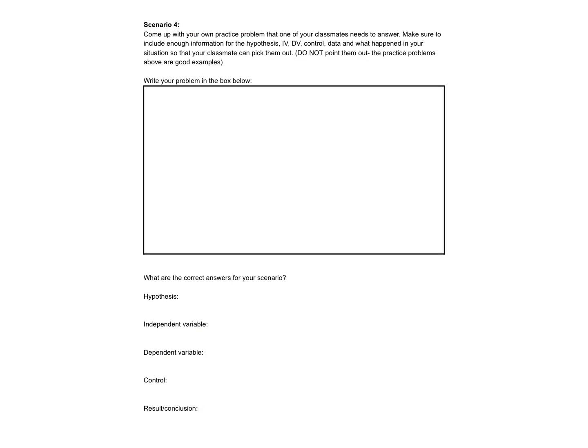Now on this last one, you can create your own problem, your own experiment. Make sure that you give enough information so that a classmate could read your experiment and then write a hypothesis, an independent variable, a dependent variable, and a control. Make sure you've got some data of what happened so that your classmate can pick it out. What you're going to do is write your practice problem in the box below, and then we're going to exchange our practice problems and see if your partner can pick out your experiment's hypothesis, your variables, your control, and come up with a conclusion.